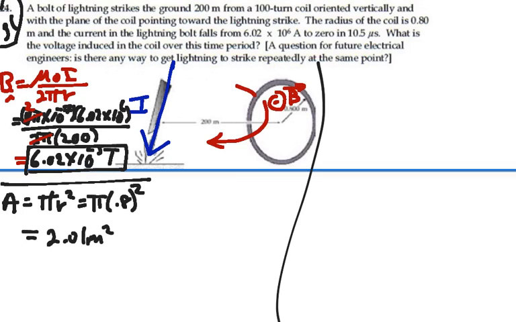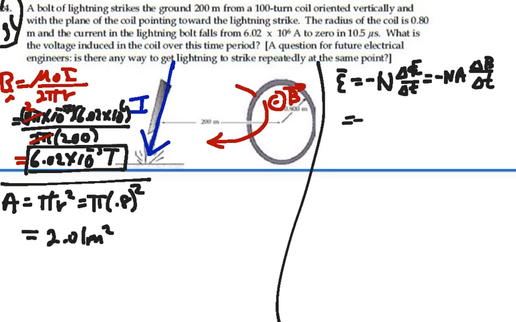Okay. Our induced EMF, average EMF, is going to equal negative number of turns, change in flux over the change in time. Area is constant, so this is negative number of turns, area, change in magnetic field over change in time. And this will be negative, how many turns? 100 turns. Area is 2.01.